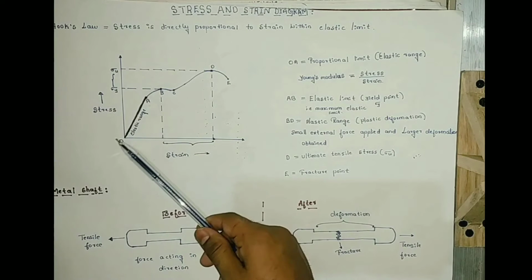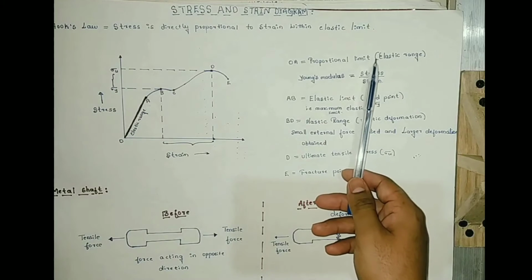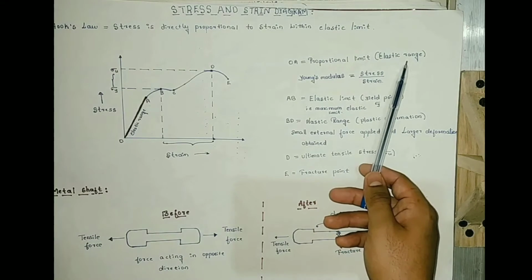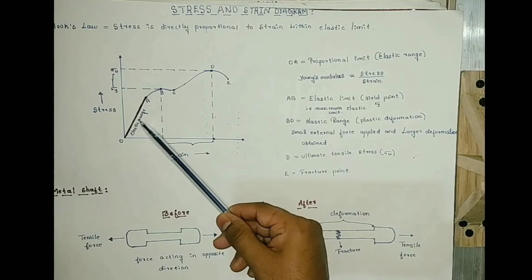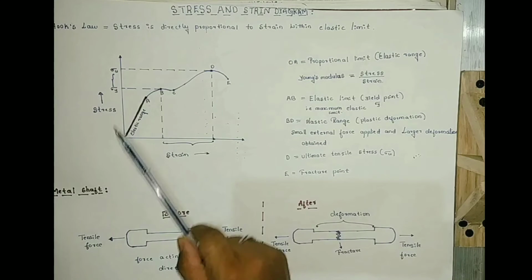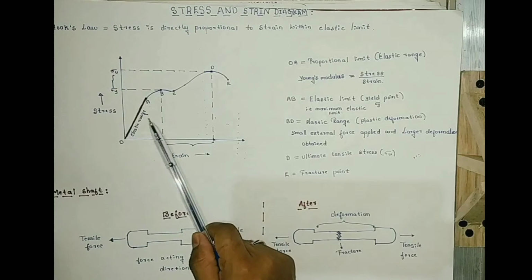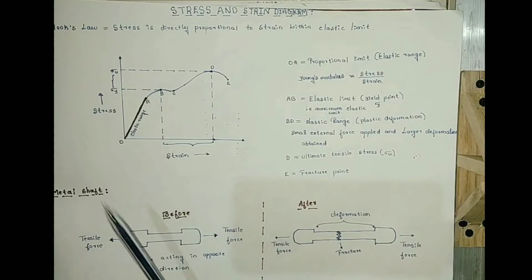The point O to A indicates the proportional limit. That is also called the elastic range. Elastic range is nothing but when a force is applied on the body in two directions, it will undergo some deformation. When the deformation is within this range from O to A, that is called the elastic range. If the deformation is within this range, then the material regains its original shape after deformation.